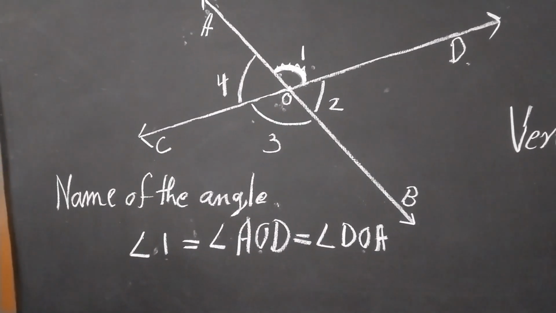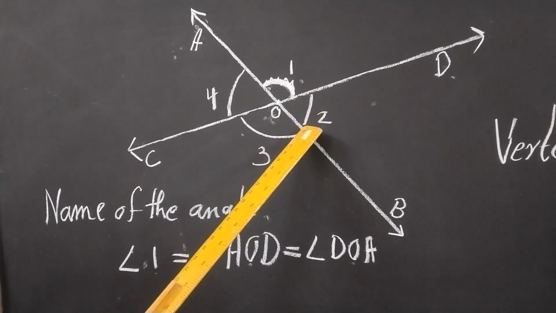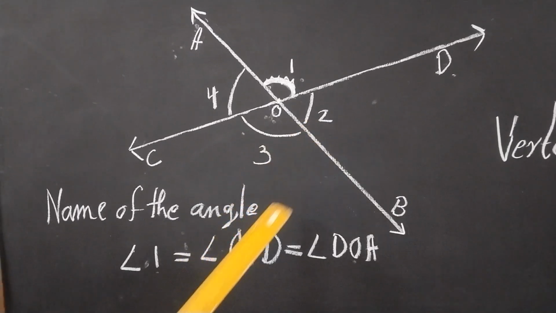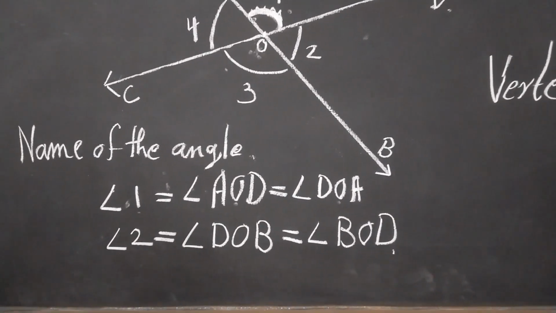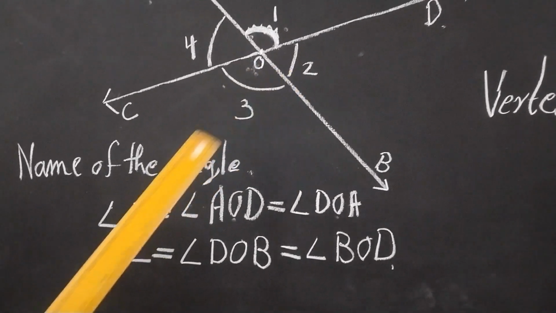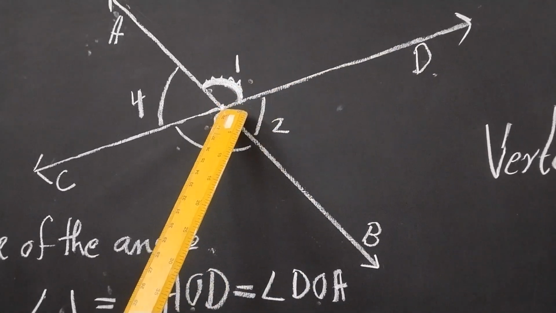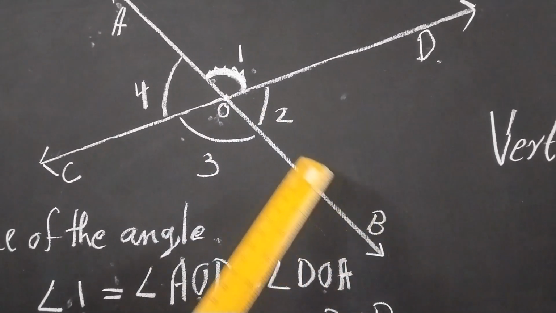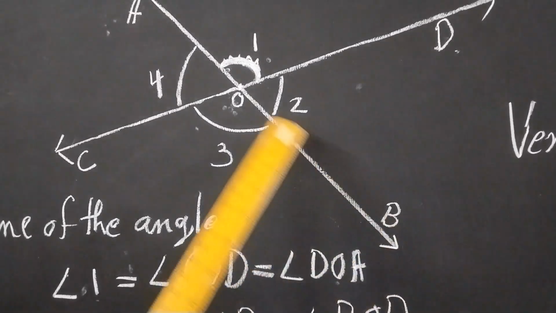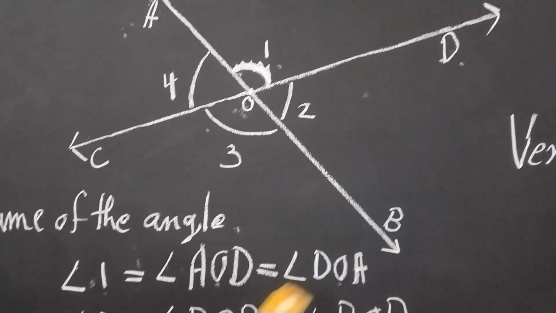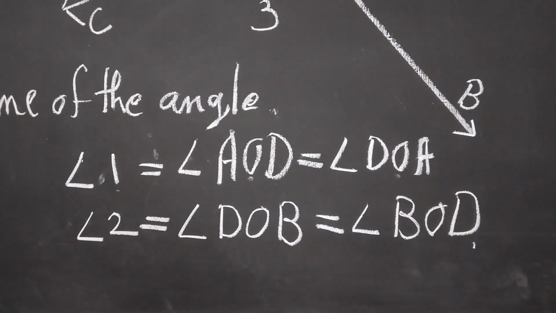Now anybody, can you give me the name of angle number 2? Yes, Nani, I will try. Good, Nani. Angle 2 can be named as angle DOB, or the same angle 2 can be called angle BOD. Here I have written it, Nani. Good, Nani, very good.